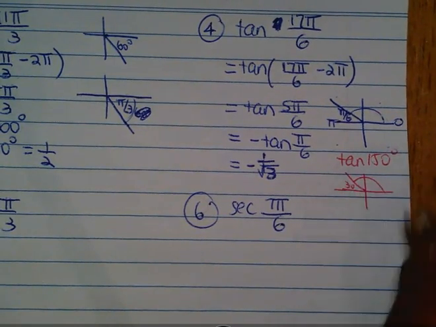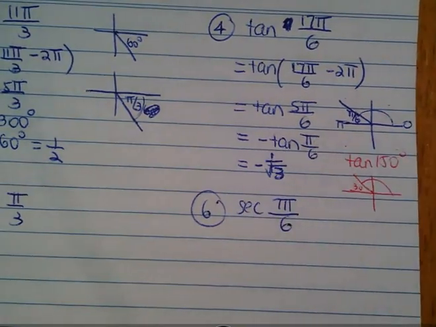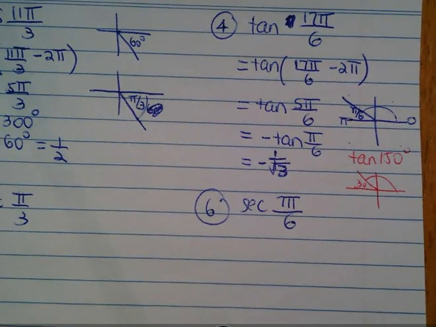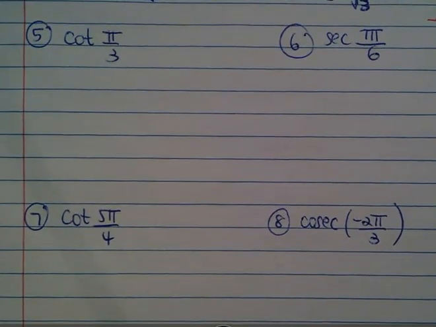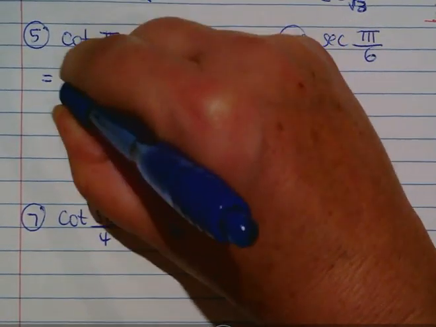We've got 30 here, and it'll be negative tan 30, for example, which is negative 1 on root 3. Okay, just a few more. Cot of pi on 3. Remember, this is the same as doing 1 over tan of pi on 3.